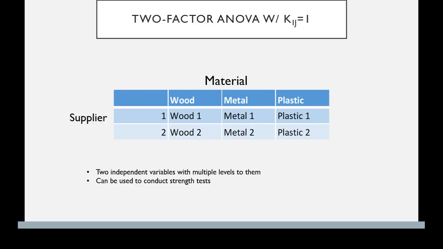Now going a step further, you can see that material is separated into wood, metal, and plastic. You will also see that there are two different suppliers. The levels for factor A, which is material, will be denoted as level I, and levels for factor B will be denoted as level J. The table shows 6 possible outcomes since factor A has 3 levels and factor B has 2 levels.